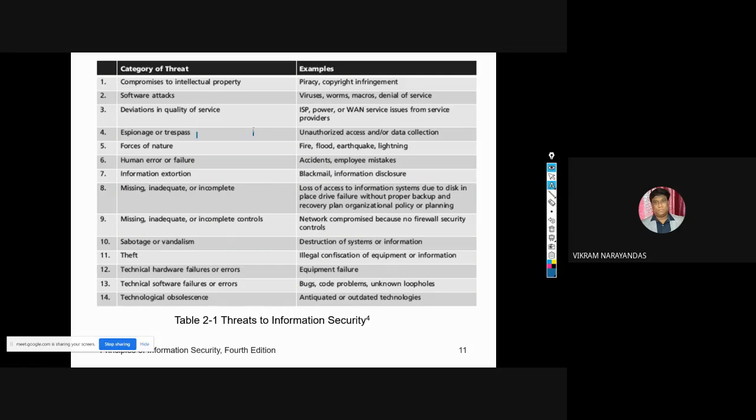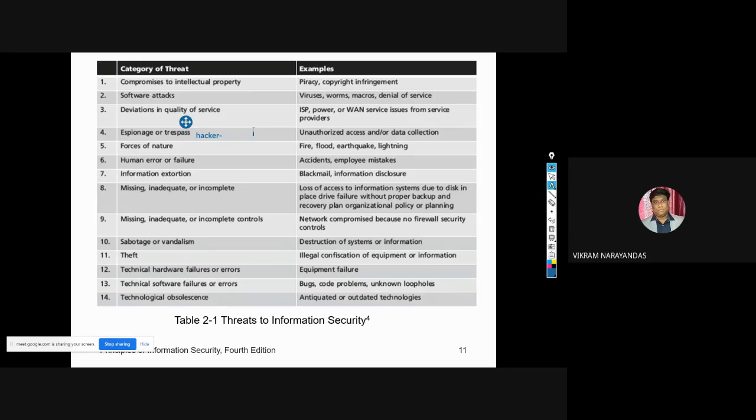What is a hacker? Anyone? Yes. Whom do we call a hacker? Please respond in the chat box. I'm not a radio jockey, once again I'm saying. So many are sleeping, I think. What is a hacker? What type of skills do they have?